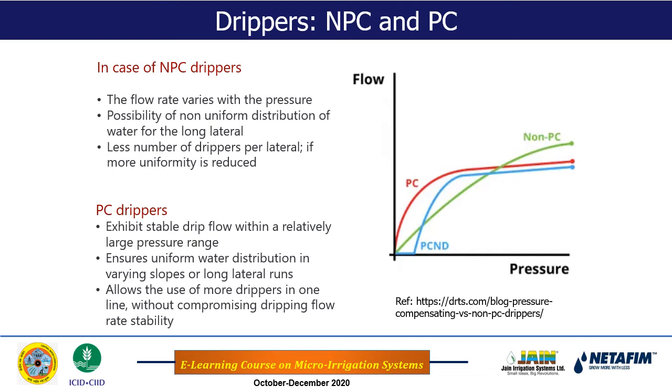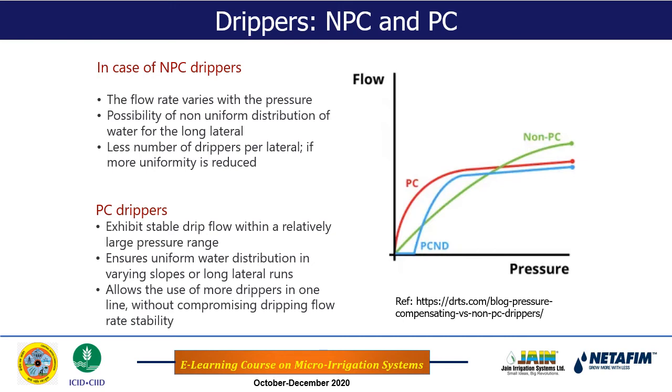Okay, so this is how these PC and NPC drippers will operate actually. The peculiar characteristics of NPC and PC drippers you can read on the slide. In case of NPC drippers, the flow rate varies with the pressure, with the possibility of non-uniform distribution of water for a long lateral. Fewer drippers per lateral are required if more uniformity is needed, sorry for that.